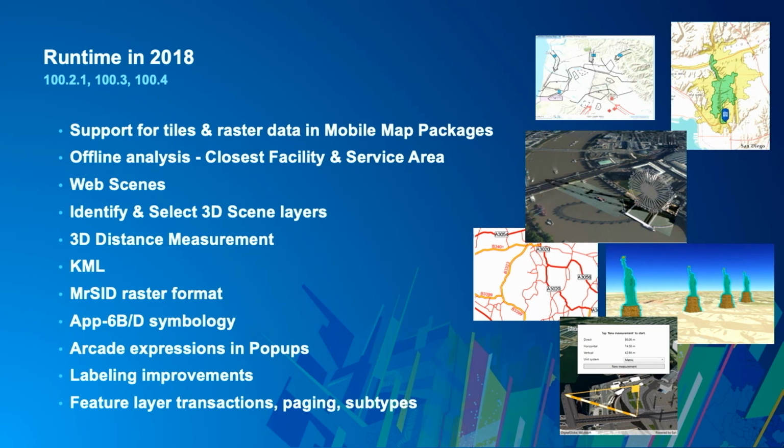We added support for some symbology types, specifically the military symbology, APP-6B and 6D, and improved support for Arcade expressions that are used all across the platform for things like symbology, pop-ups, and labeling. And we also improved our support for feature layers, allowing you to do edits within a transaction and page through results and better handle subtypes.